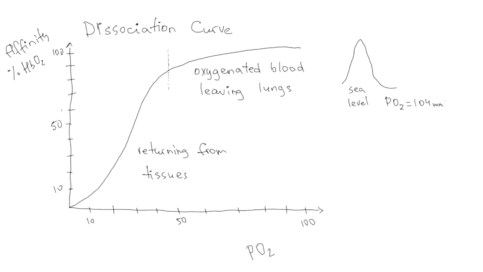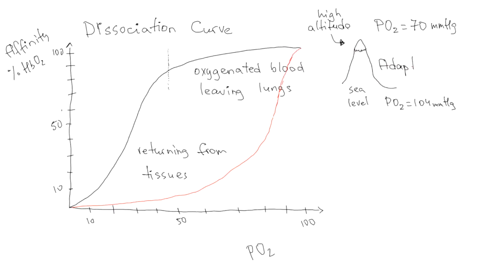At sea level, the partial pressure of oxygen is 104 millimeters, but as we go up a mountain, the partial pressure of oxygen drops, and it could drop as low as 70 millimeters. If we would make the curve like this, we would suffocate at high altitudes because hemoglobin would not bind to oxygen. Because of our adaptability at different partial pressures of oxygen, we can survive.